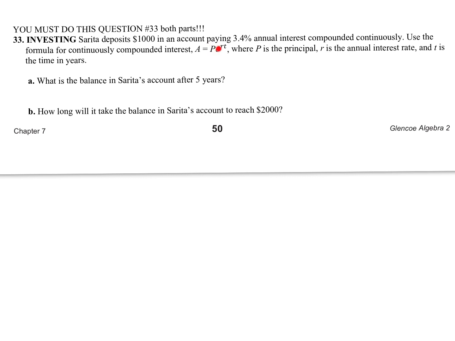e is that irrational value, kind of like pi. It's located on your scientific calculators. e is really 2.72, and it continues forever. But that's the e button. The r is the rate, the annual percentage interest rate. And t represents time. That's what it explains here. So they first want us to find out what the balance is in Sarita's account after 5 years. So let's set up the equation.